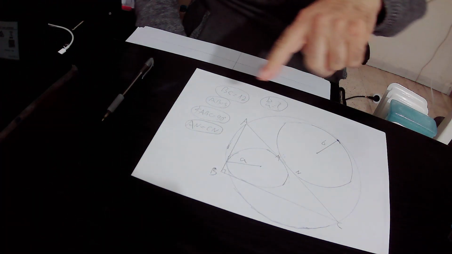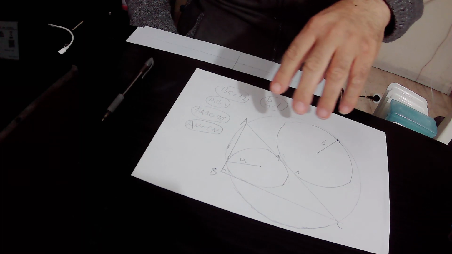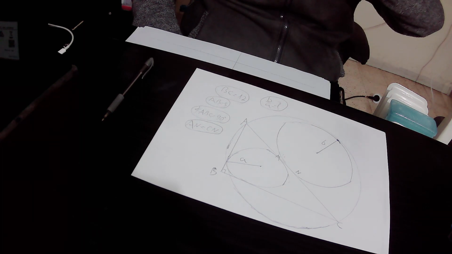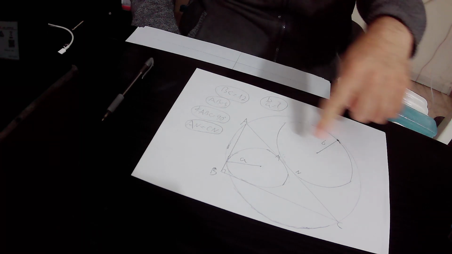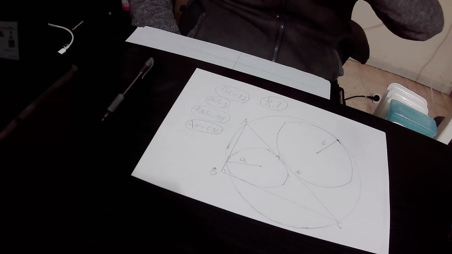Hello, in this lecture we'll find out the ratio between two radii. In the drawing we have a big circle. Inside this big circle we have two small circles. We know that the radius of this circle is b and the radius of the smaller circle is a.